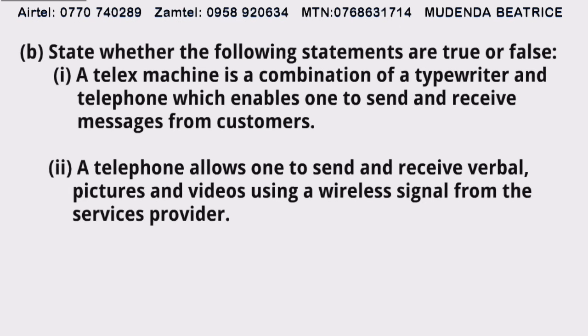Question 1B was as follows. State whether the following statements are true or false. B1. A telex machine is a combination of a typewriter and telephone which enables one to send and receive messages from customers. So is that true? Yes, it's true. So the correct answer there is true.